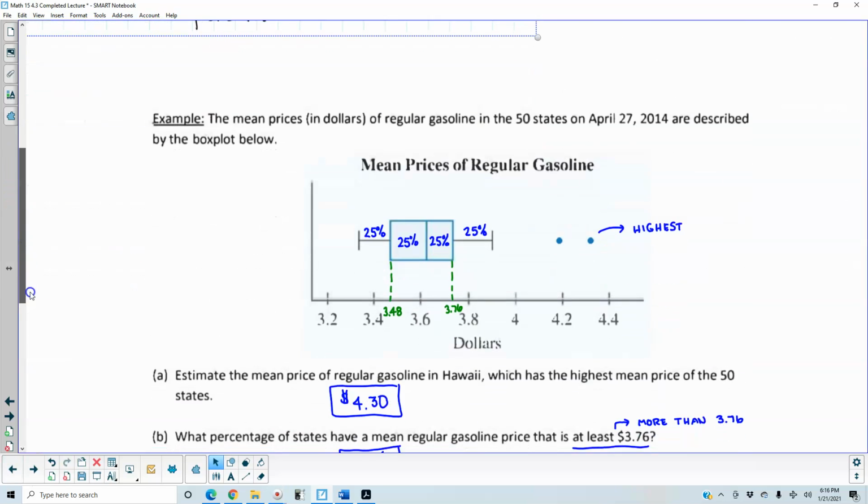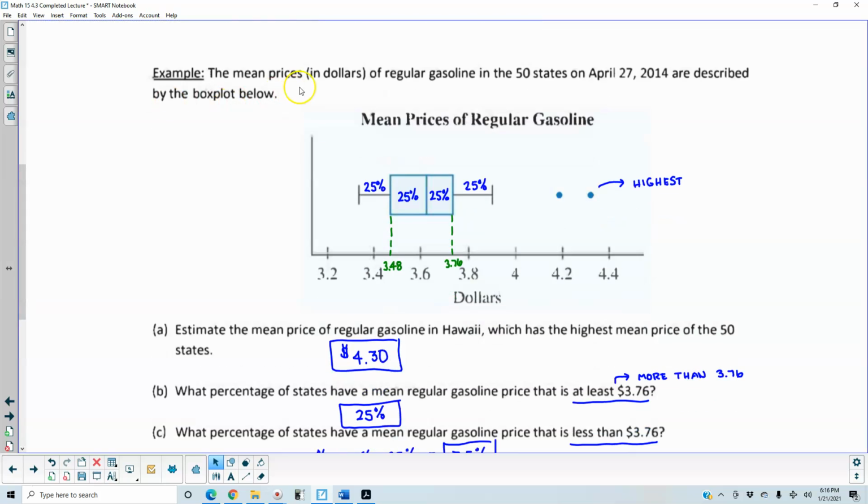Let's take a look at another example. The mean prices in dollars of regular gasoline in the 50 states in April 27, 2014 are described by the box plot below. If we look at the box plot, we can see here that this represents 25% of the data, this is 25% of the data, here's 25%, and here's 25%. Here are considered our outliers, and this number would represent the highest.